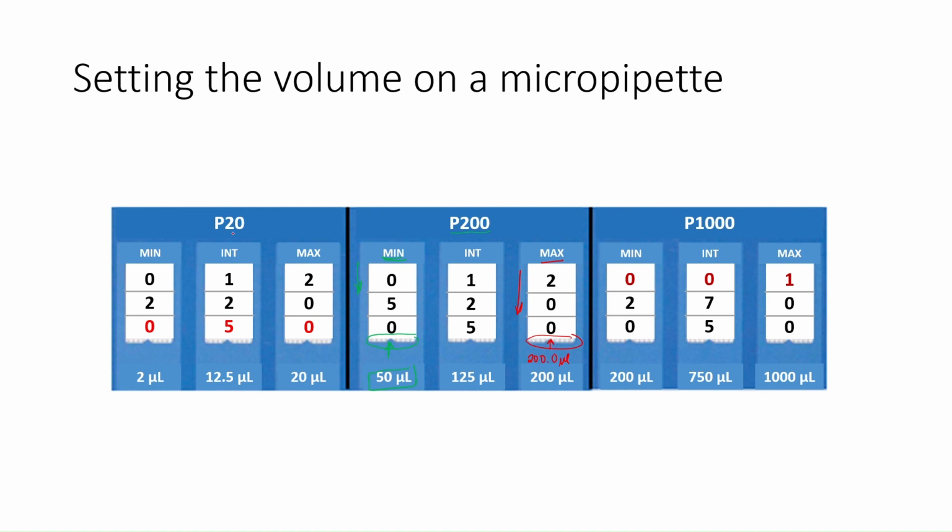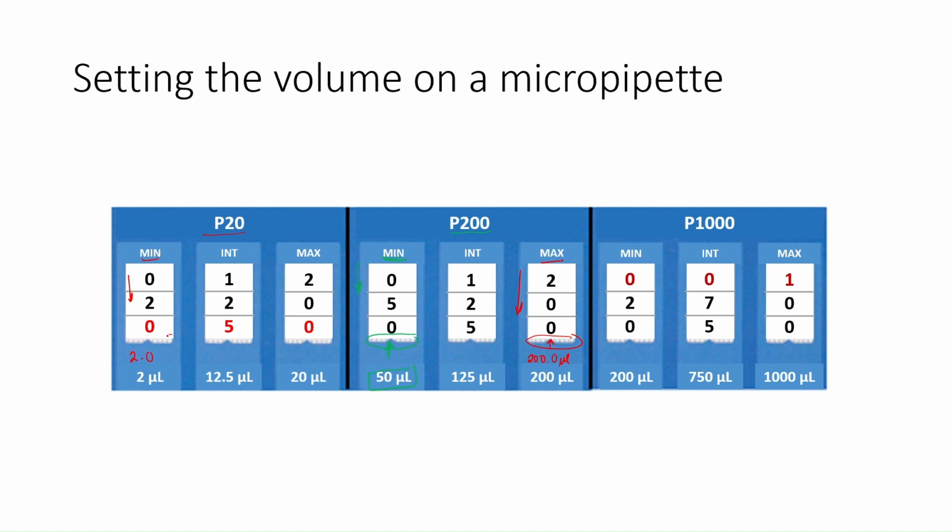Next, let's consider the reading from the P20 pipette. So here you'll notice that some of the numerals are black and some of them are red. And so here the red indicates a decimal point or a change in decimal place. So when we look at the minimum volume here, reading down the two black digits are 0, 2, so you have 2, and then red indicates decimal place, so 0.0.